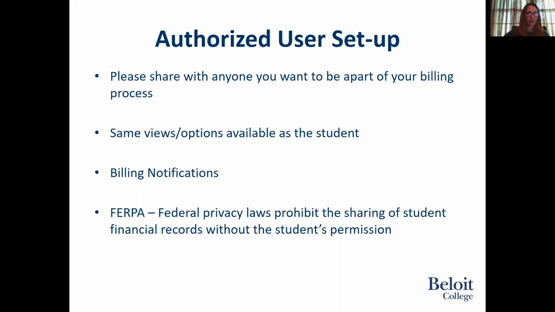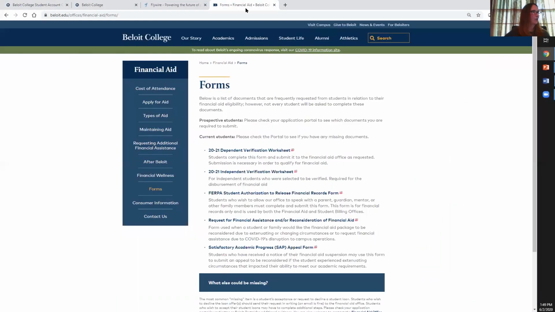So I'm quickly going to show you just where it is on the financial aid's website. I'm currently at the Beloit.edu offices, financial aid, and then forms. Right here, forms, and it's right here, FERPA, Student Authorization to Release Financial Records Form. Another recommendation is if you set up your Student Account Center, set up that authorized user, might as well go and complete the FERPA form as well and send that into the office. So you would click on this form and then just fill it out and send it in.